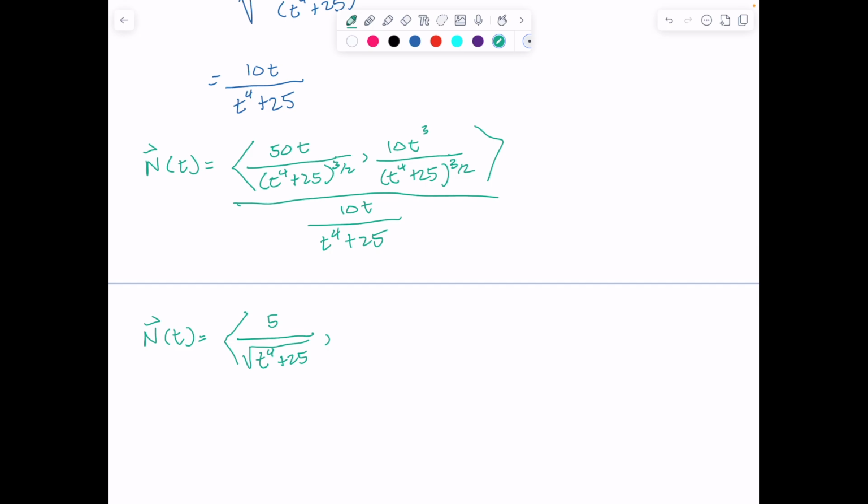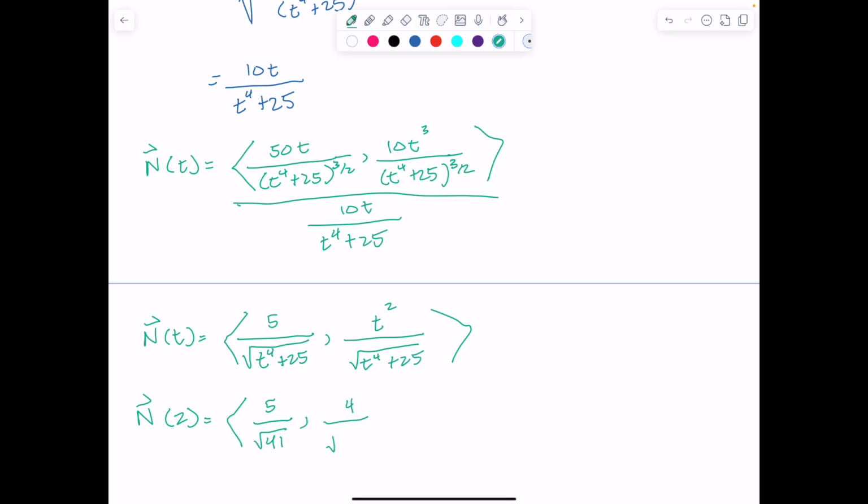For the next one, we'll end up with t squared over the square root of t to the fourth plus 25. And n at t is, n at 2 is 5 over 2 to the fourth is 16, so I'll have root 41. And then we'll have 2 squared is 4 over root 41. Cool, cool?